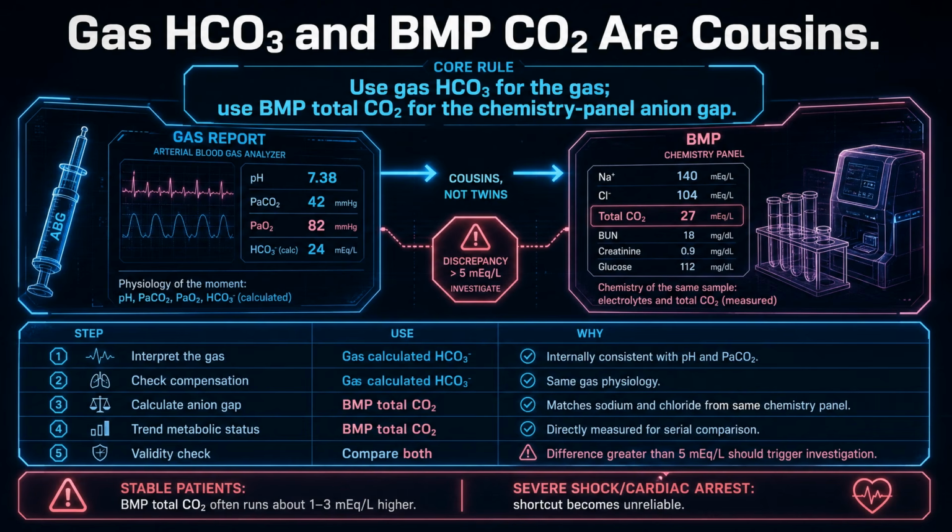A common resident-level mistake is mixing up gas bicarbonate and chemistry panel total carbon dioxide. For the gas itself, use the calculated gas bicarbonate because it matches the pH and carbon dioxide on that report. For the anion gap, use the chemistry panel total carbon dioxide because it belongs with sodium and chloride from the same panel. For trending the metabolic component over time, the chemistry panel total carbon dioxide is very useful because it is directly measured. In stable patients, chemistry total carbon dioxide often runs about 1 to 3 milliequivalents per liter higher than the gas bicarbonate. But in shock or cardiac arrest, that relationship becomes unreliable.